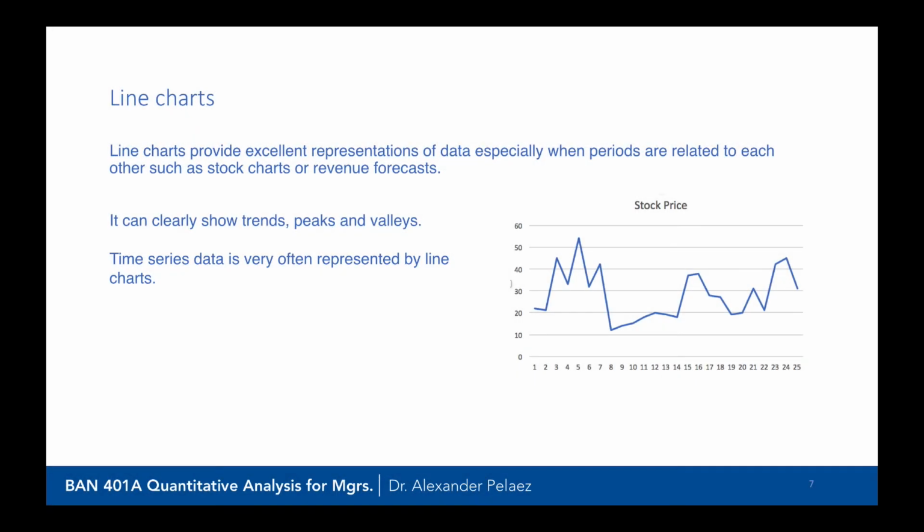Finally, we have line charts, and line charts are very good representations of displaying time period data. So we might have a certain number of periods here, 25 periods, they could be months, they could be quarters, and we're looking at the stock price, and we can clearly see trends and valleys, and you can see seasonal effects among some other things. But these charts definitely show relationships between prior periods and current periods.